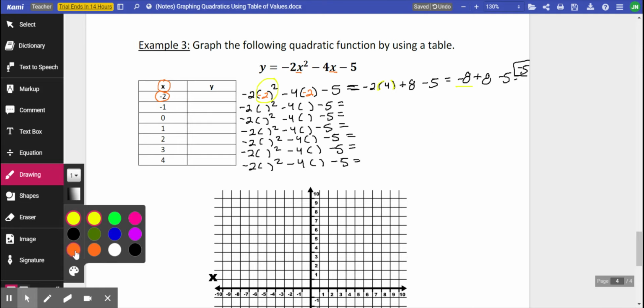Okay, so we just got to keep going down the list. That's our first answer, -5. So let's write that down on the table. The y should be equal to -5. And then moving on to the next one.